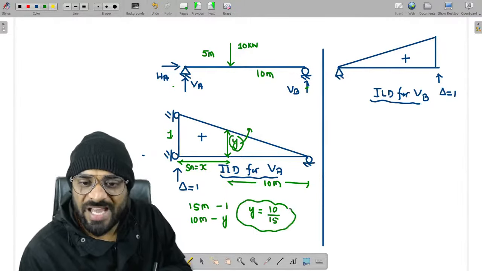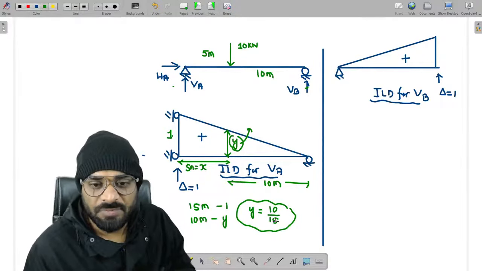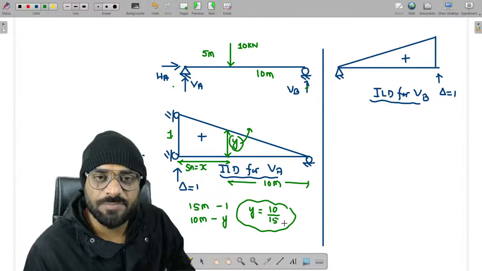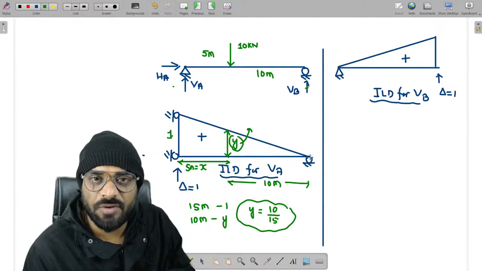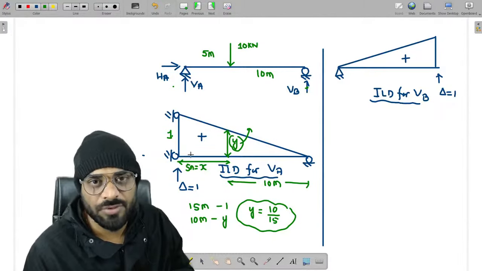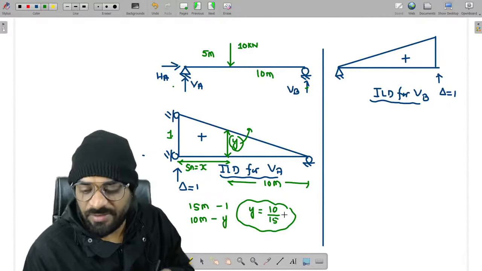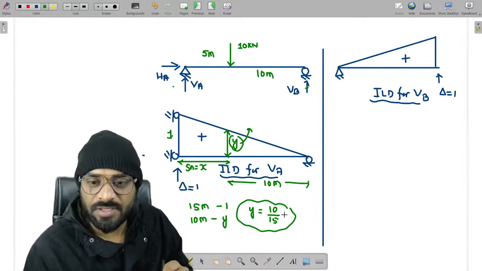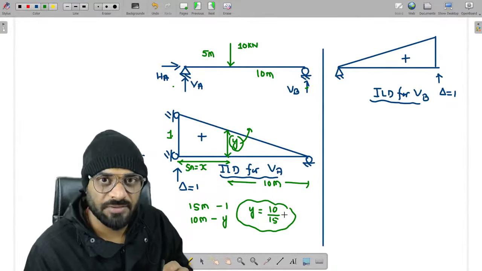Now what does it actually represent? It means if a unit load is present at a distance of 10 meter from the right support, or 5 meter from the left support, then the reaction VA is equal to 10 by 15.